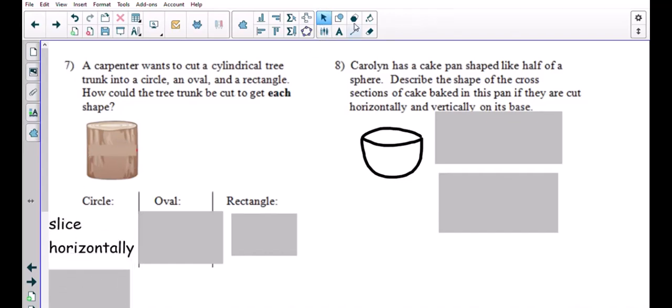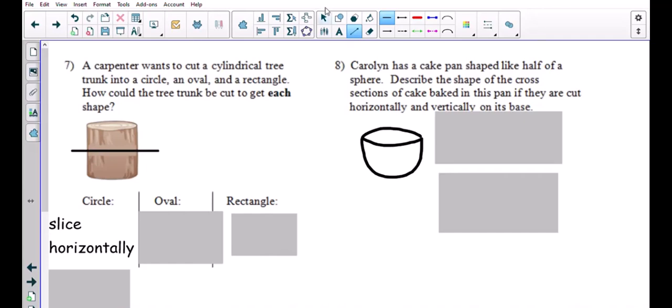So we're going to kind of cut through it this way. So we're going to slice through this like this. Once you slice through it, you're going to be able to see on the top, and the shape that you pull off, as well as on the bottom, you're going to see a circle.